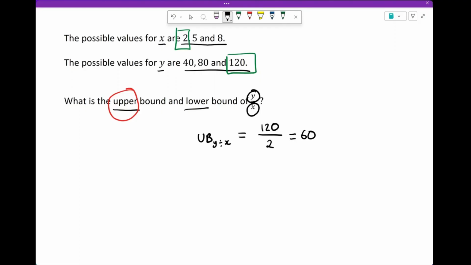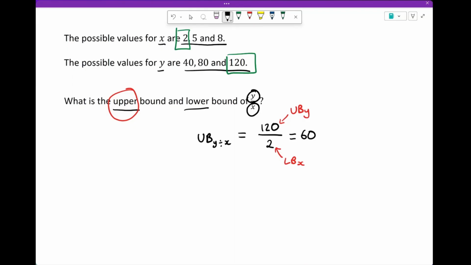Now let's just consider which numbers I selected to do this. So the 120 we said was the largest value for y. So that's the upper bound for y. So we want the upper bound in my numerator. And then the 2 was the smallest value for x. So in other words, that was the lower bound for x. So therefore, we want the smallest possible value in my denominator.